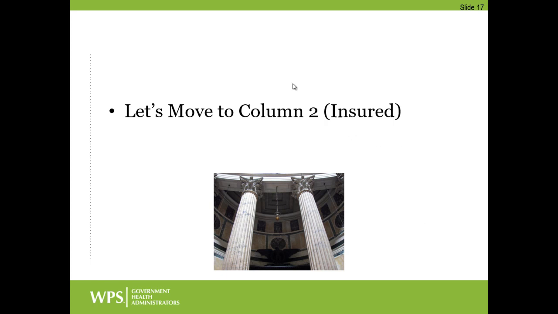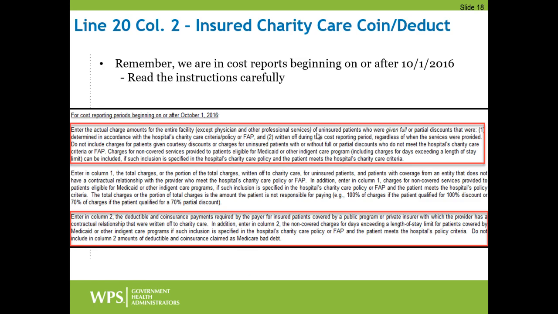So that takes us through column 1 for the uninsured claims. Let's move over to column 2 for the insured claims. Now, the first and third paragraphs of the cost reporting instructions really come into play. We did already talk about the first paragraph, and we covered the second paragraph. Column 2. It says enter in column 2 the deductible and coinsurance amounts required by the payer for insured patients covered by either a public program like Medicaid or a private insurer with which the provider has a contractual relationship, because otherwise it's not covered, and it has to be written off to charity care.